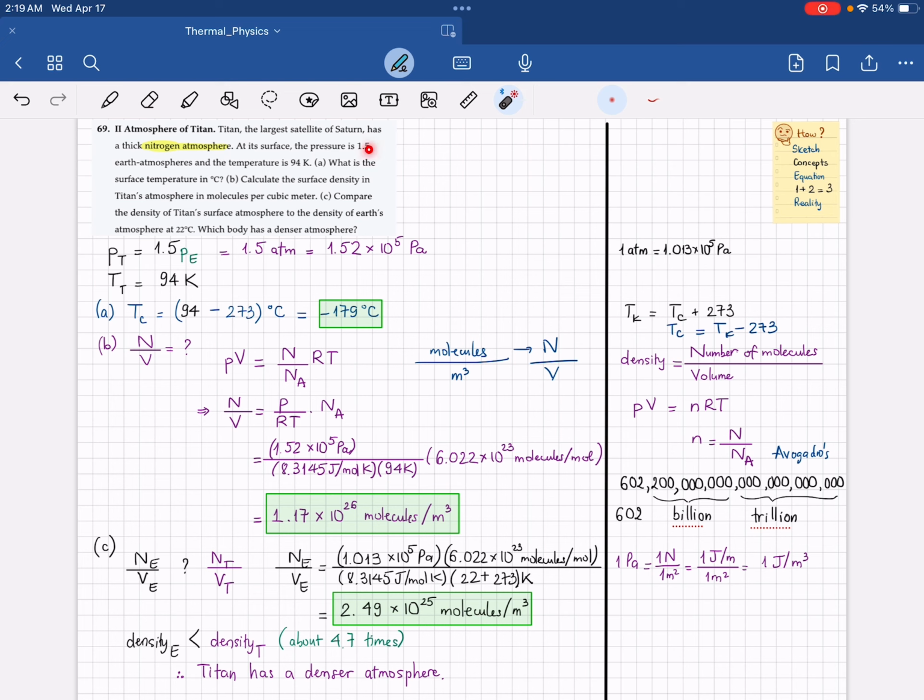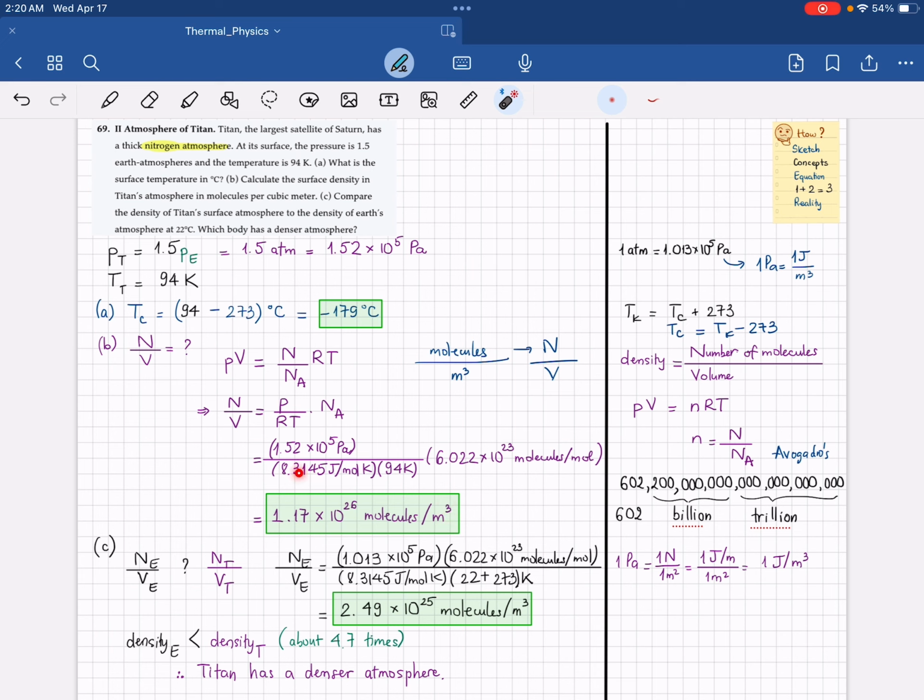They said it's 1.5 Earth atmospheres, and atmosphere is just the unit, right? Why do we need to convert it to Pascal? Well, because it's mentioned in meter cube, and we know then it should be in the SI unit. Pascal is actually 1 joule over meter cubes, right? So if we got the R value also in joule, then we can have the joule cancel out because the Pascal means joule over meter cube. Then we can have the meter cube left as the unit.